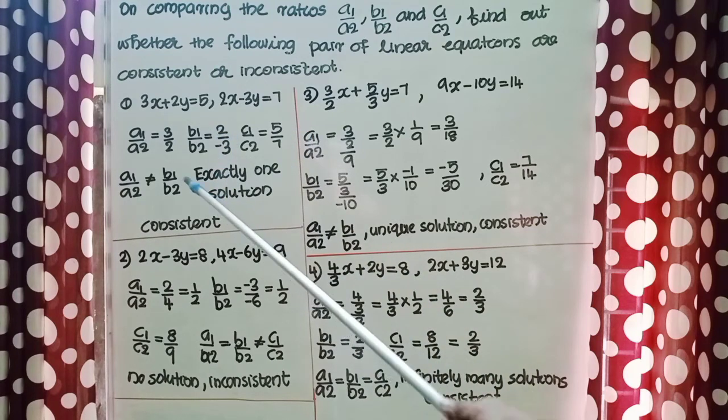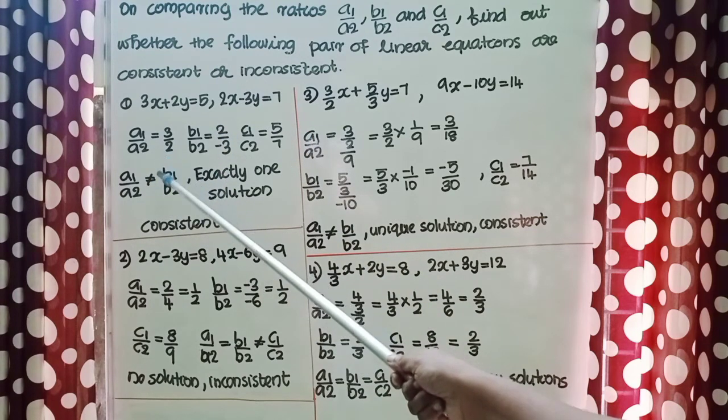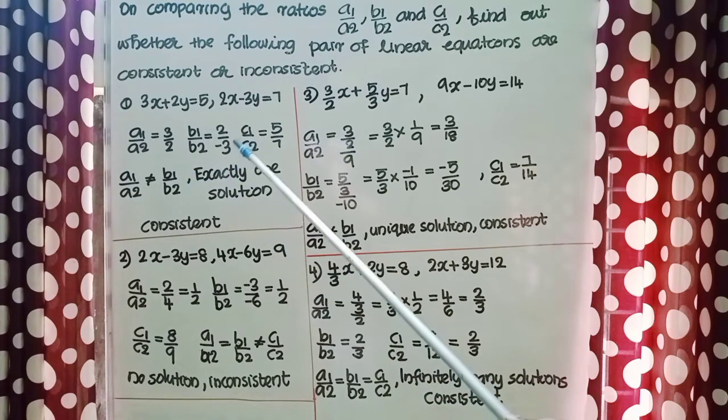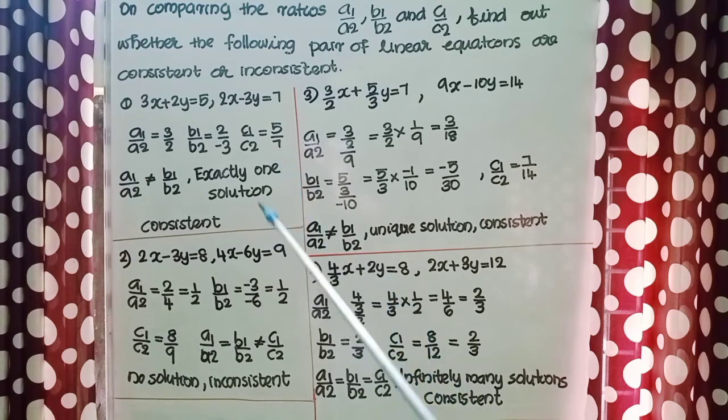So we can conclude a1 by a2 not equal to b1 by b2. So exactly one solution or unique solution. So we can conclude it is consistent. Next question, 2x minus 3y equal to 8, 4x minus 6y equal to 9. a1 by a2 equal to 2 by 4, that is equal to 1 by 2. b1 by b2 equal to minus 3 by minus 6, that is also equal to 1 by 2. c1 by c2 equal to 8 by 9.